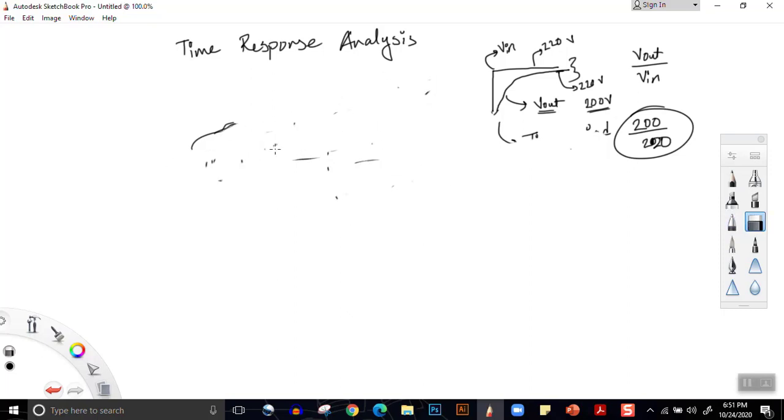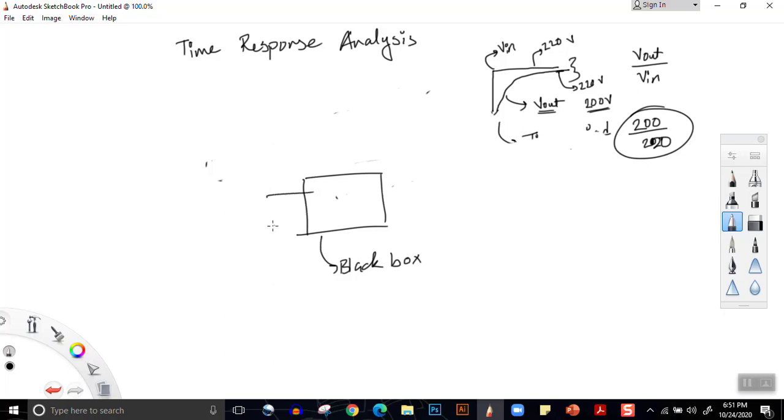what we do is we use a black box approach. Now what the black box approach is, this is a black box. What we mean by black box is we do not know what's inside this box. We have no clue what's inside this box. We will provide an input. We will observe the output. So we are providing an input and getting the output, and we will be comparing the input with the output.